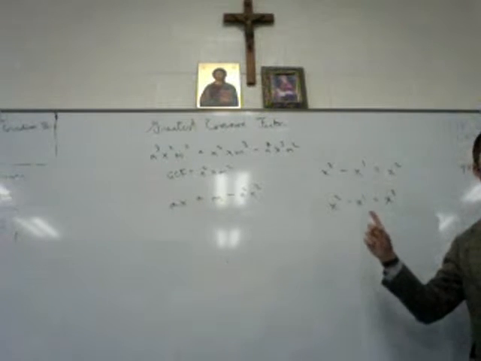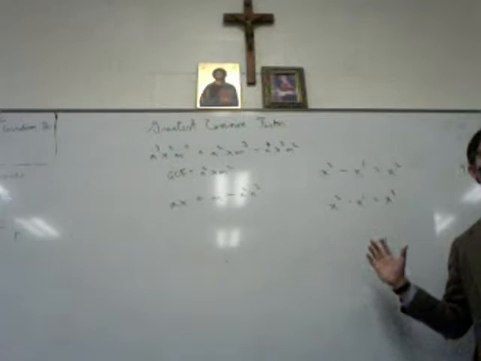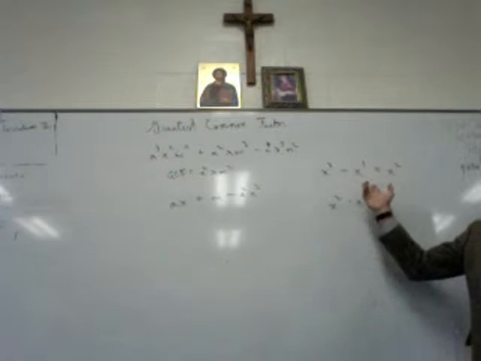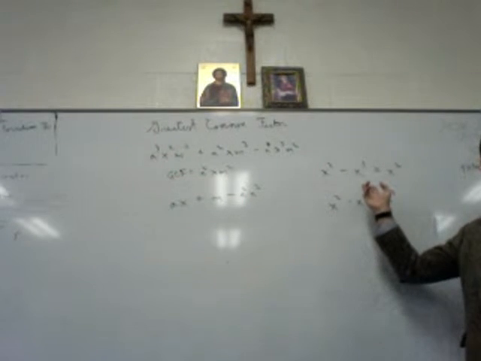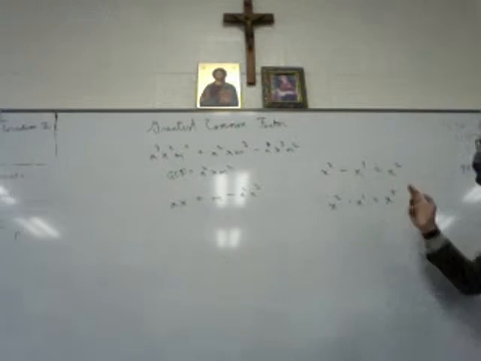We're not adding, we're adding the exponents. It's a form of multiplication. So when we're dividing, we subtract the exponents. X cubed divided by x to the 1 is x squared.